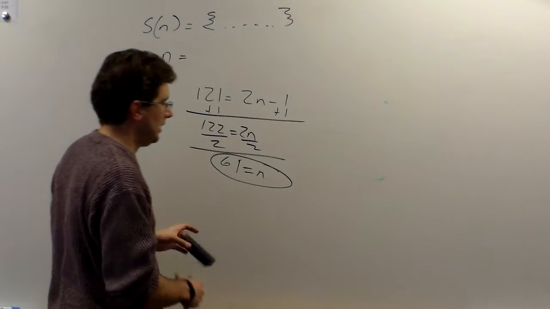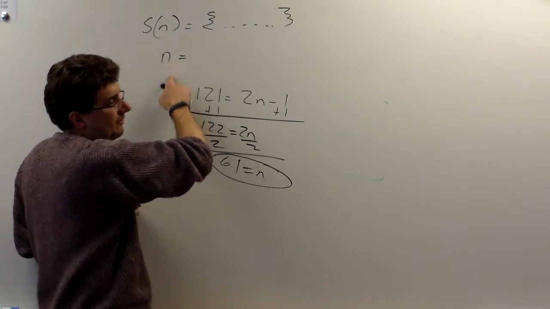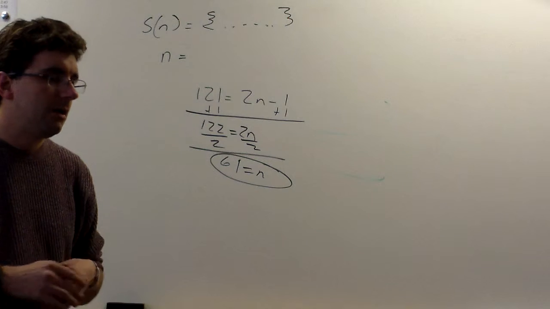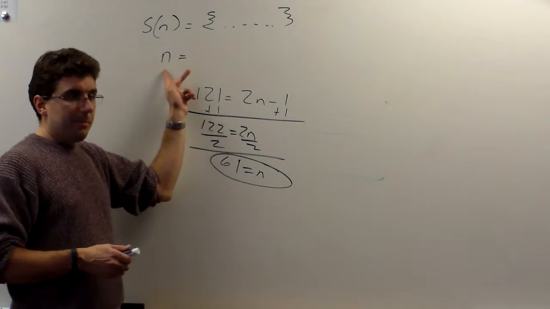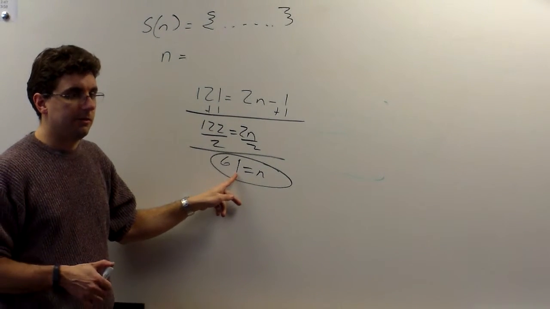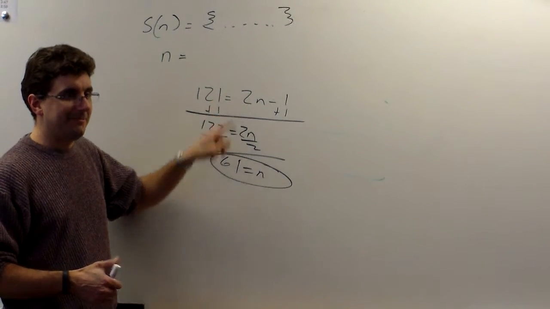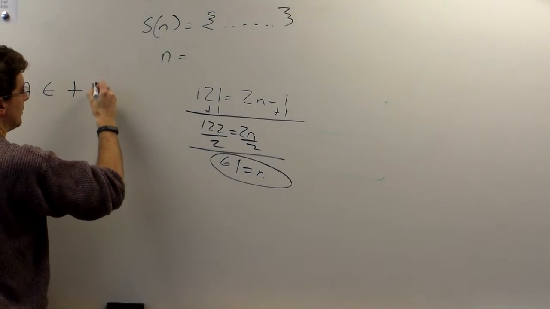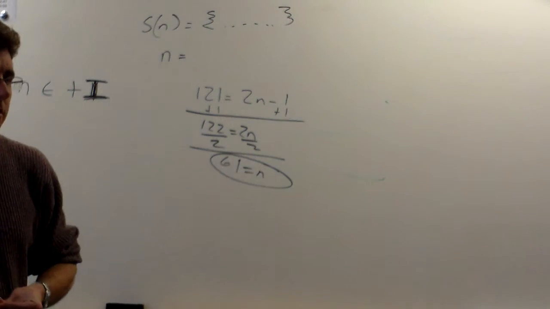Okay, last. Wait, and how does that prove that it's an odd number? Think about the domain for n. 1, 2, 3, 4, all the positive integers. The domain for n is every positive integer. Is this a positive integer? Therefore it's an odd number. Let me say that again. N is an element of positive integers.